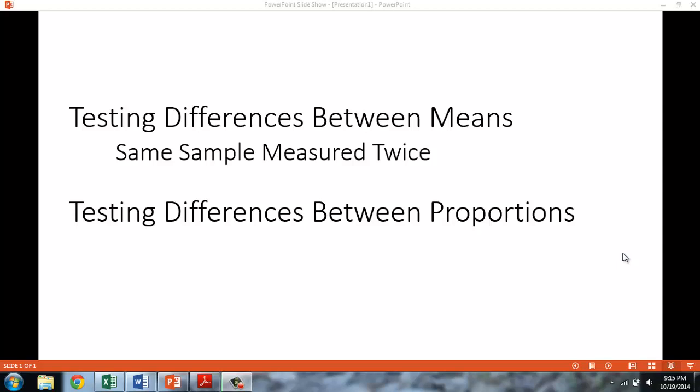In the last video, we covered testing differences between means for independent samples. In this video, we'll cover testing differences between means for the same sample measured twice, or dependent samples. We'll also cover testing differences between proportions.